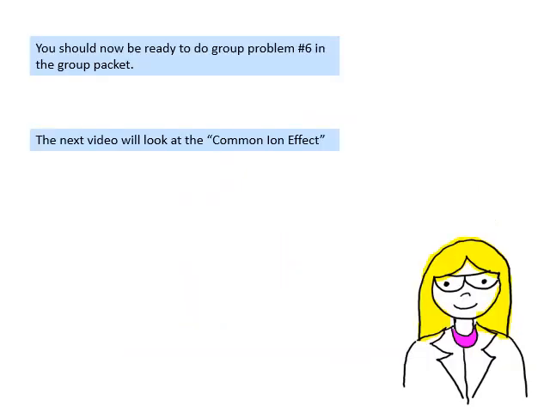So we've talked about how to determine whether a precipitate will form and how much will form. You should now be ready to do group problem number 6 from this chapter. The next video in this series will look at the common ion effect.